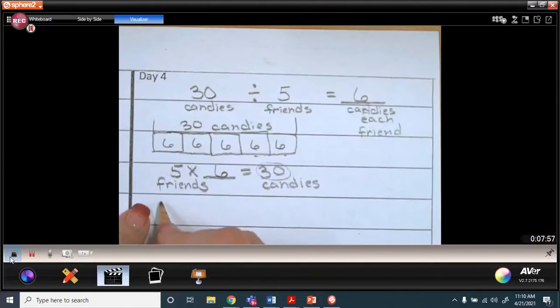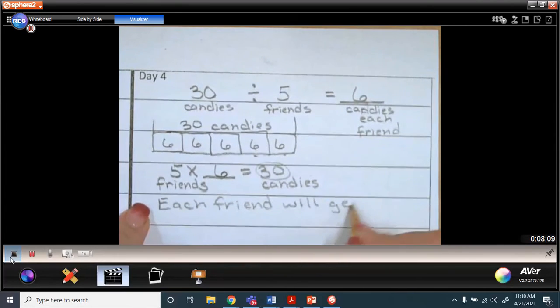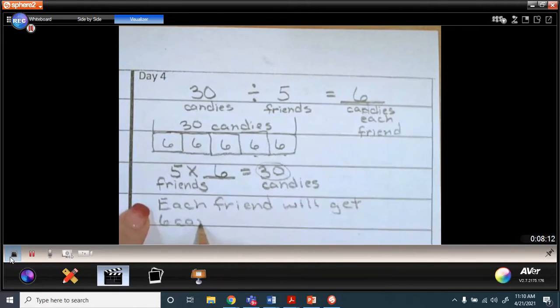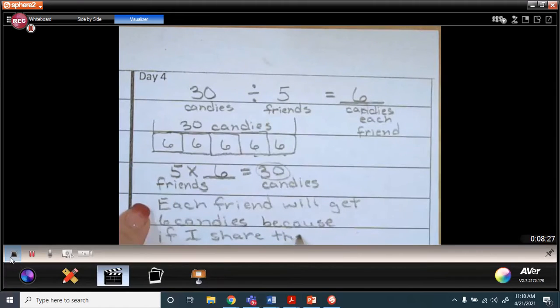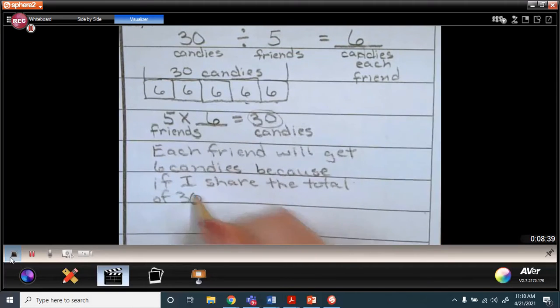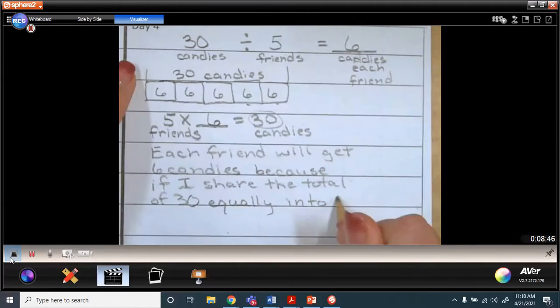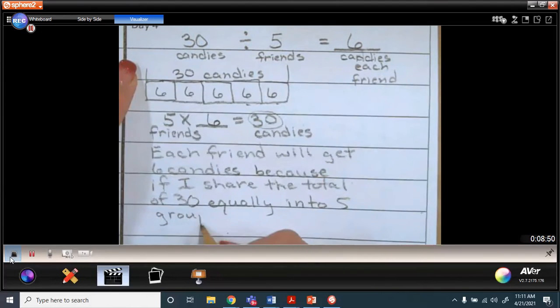So we will start the response with: each friend will get 6 candies each because if I share the total of 30 equally into 5 groups, then we will have 6 in each group.